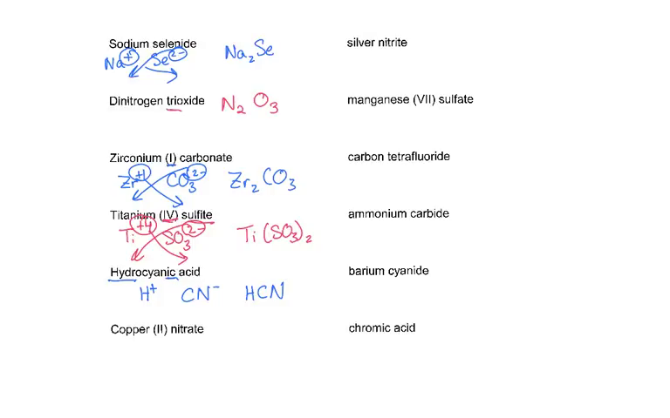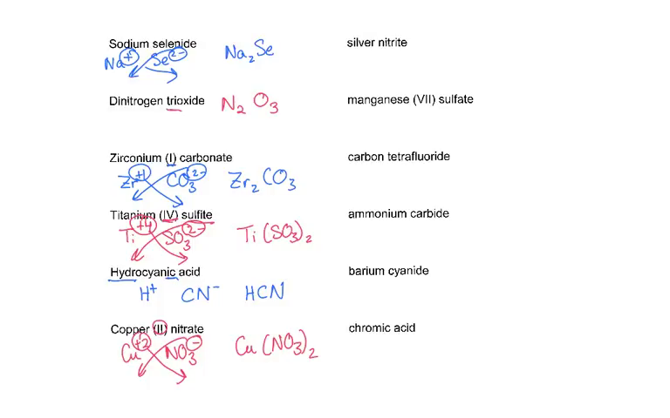Copper(II) nitrate, ionic, so we need to balance out our charges. Cu is copper. This tells us that it's +2. Nitrate is NO3-. So again, you can switch and reduce. So Cu(NO3)2.